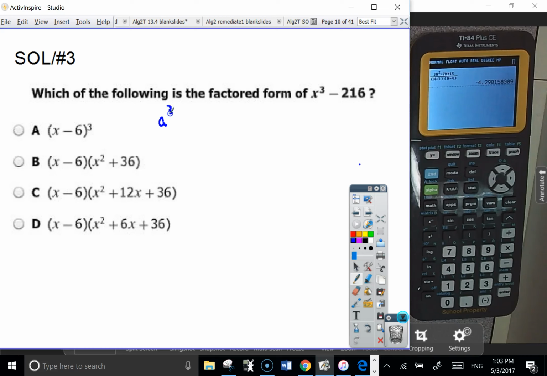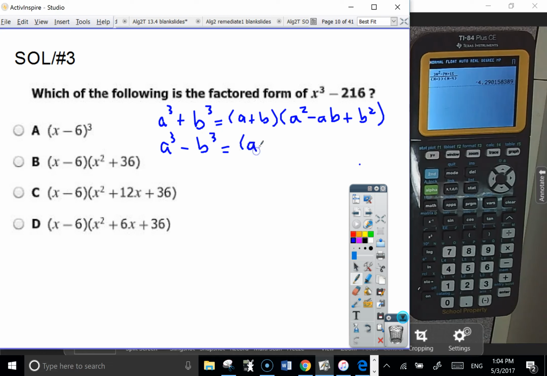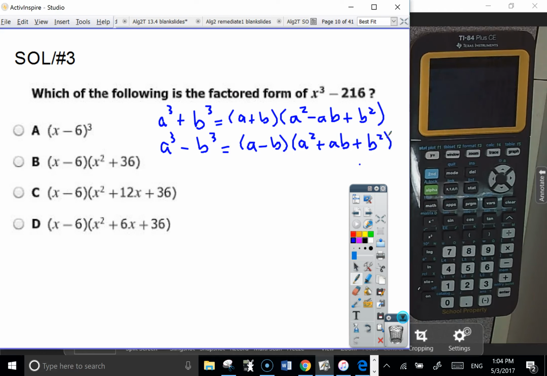Right, so that'd be: a to the third plus b to the third equals a plus b times a squared minus ab plus b squared. Right? A to the third minus b to the third equals a minus b times a squared plus ab plus b squared. So whether it's a sum or a difference, it always factors as a binomial times a trinomial.